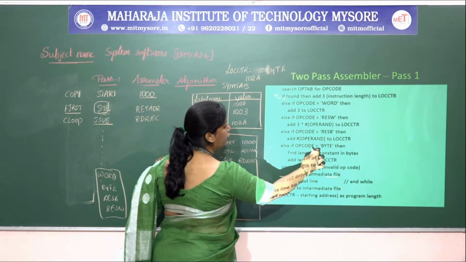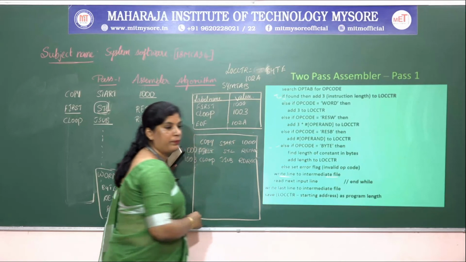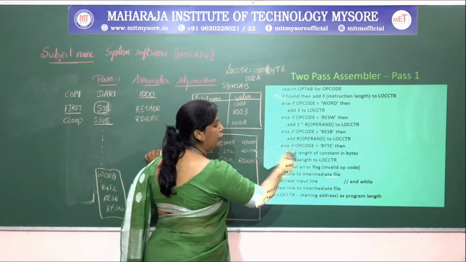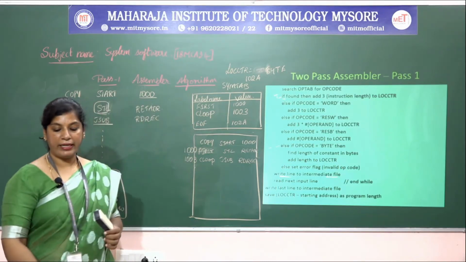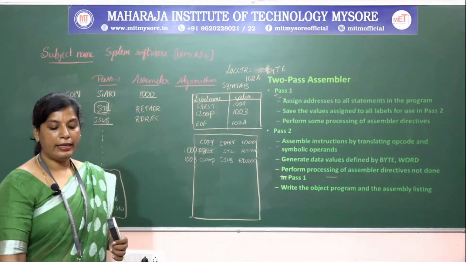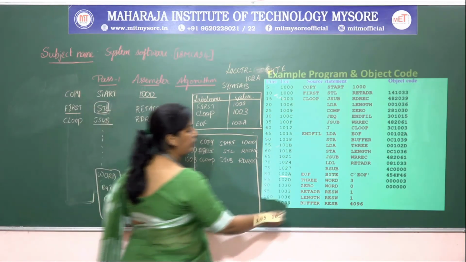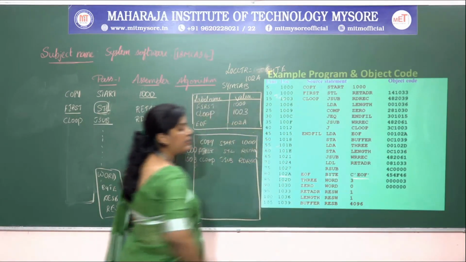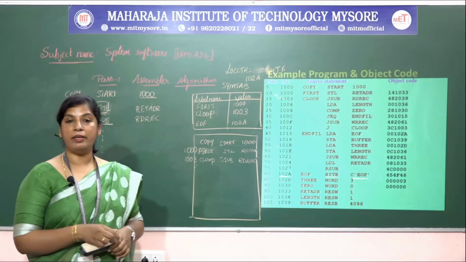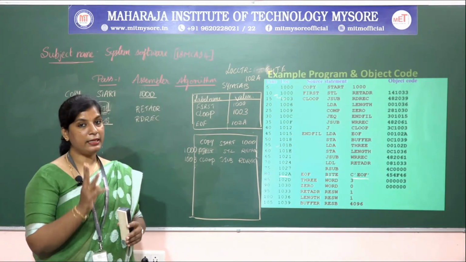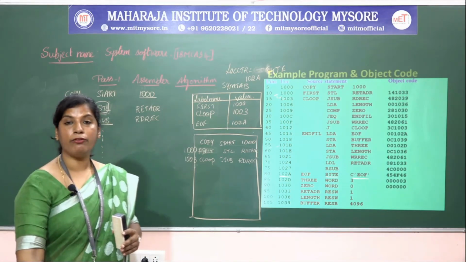Else if opcode is equal to BYTE, is this condition true? Yes, that condition is true. So then it is going to find the length of the constant in bytes. For example, in that program, what is the length of that one? What is the character string it has? EOF, that is the character string. How many bytes are there? A single character requires 1 byte, so that means 3 bytes. It has to find out the length of that one.